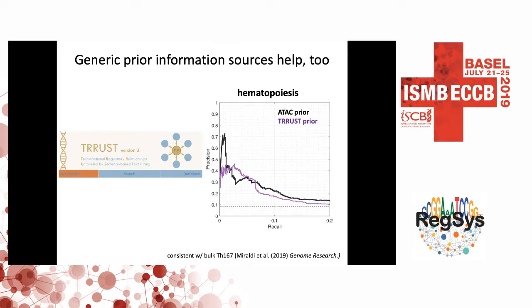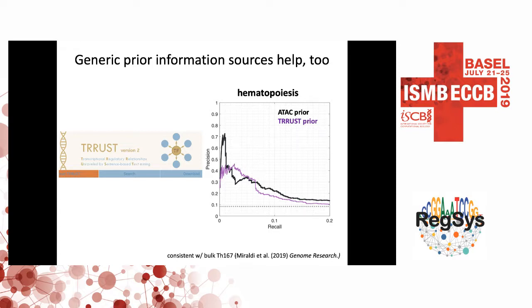All right, and then the last thing that I'll mention, and this kind of echoes some results from this earlier work in Th17 bulk cells, where we tested what happens if you don't have access to a context-specific source of prior information like ATAC-seq.